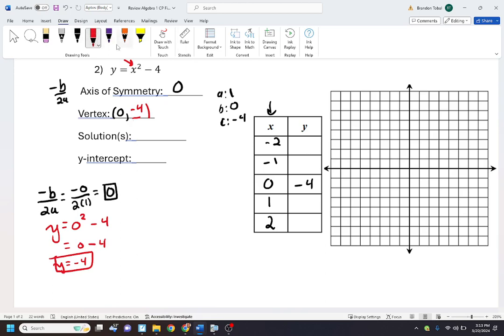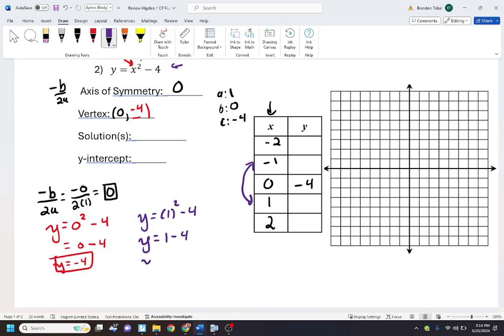So, now you're going to do 1 at a time, either 1 or negative 1. I'm going to plug in 1 or negative 1 into the equation. So let's do 1. Y equals, oh no, x. 1 squared minus 4. Again, if you plug in negative 1, you should still get the same answer. Y equals 1 minus 4. 1 times 1 is 1.